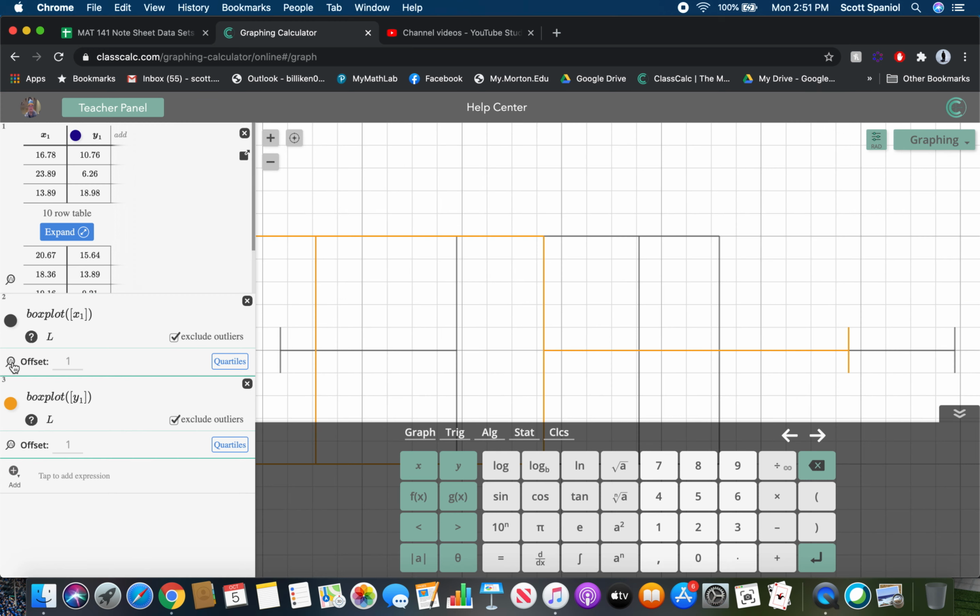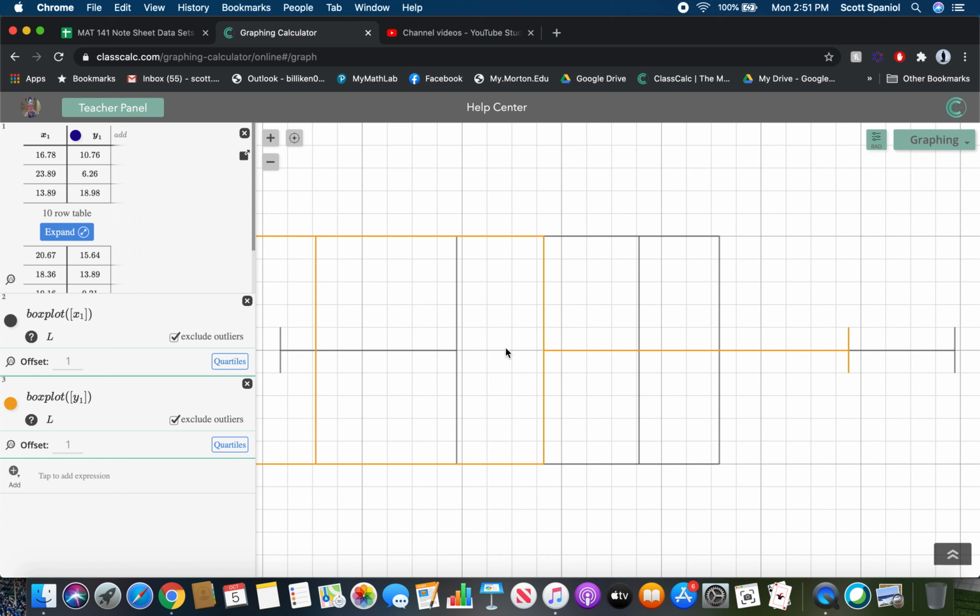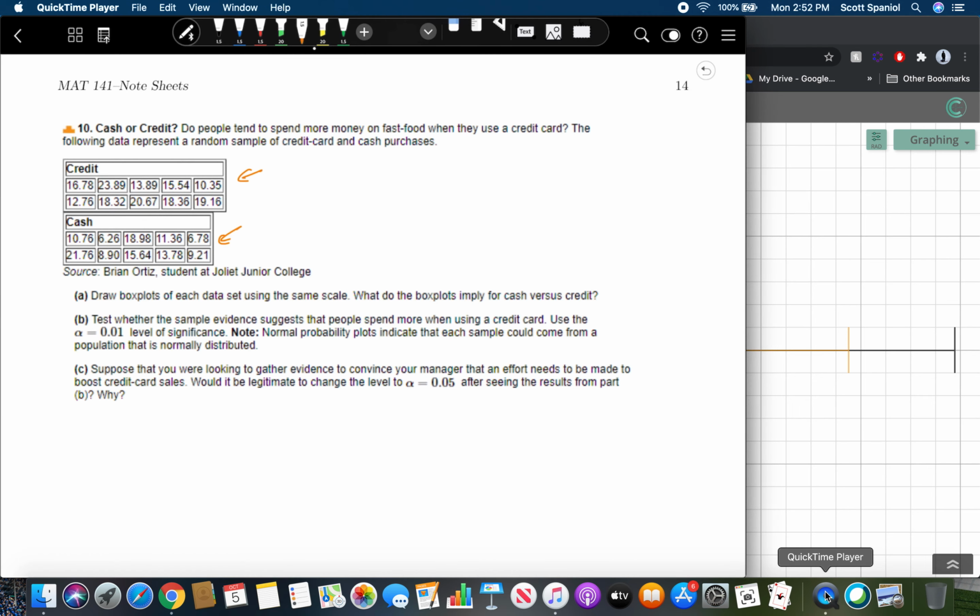And so if I zoom in on those, this is one thing we talked about in class a little bit, is these can be hard to see. But if we turn one off and just look at the other one, we can see that the green one is farther to the right. And the green one is x1. So the box plots imply that people spend more money with credit, right? Credit, spend more money. Okay? But now we can also take that a step further and see if that difference is big enough to say that that's always true.